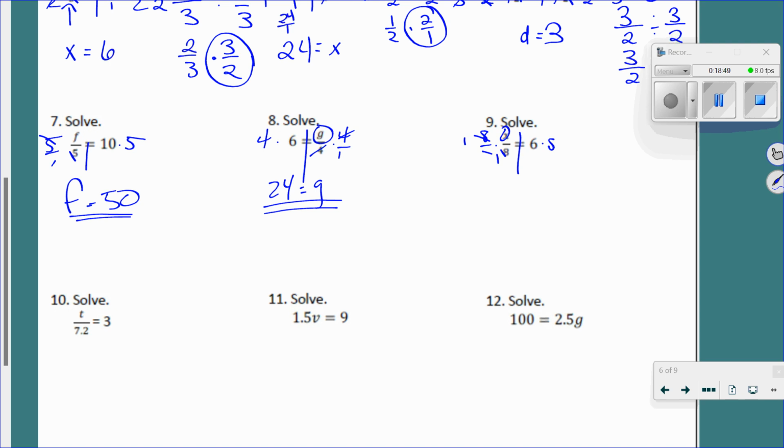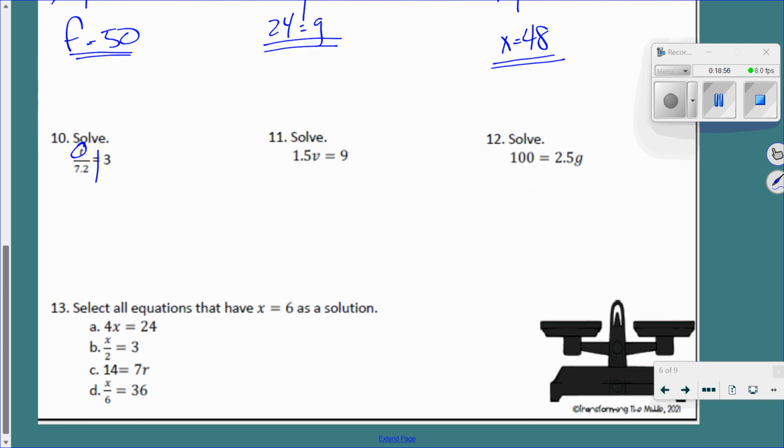This one, the opposite of dividing by 7 and 2/10 is multiplying by 7 and 2/10. These go away. Times 7 and 2/10 is going to give me T equals 21.6. The opposite of multiplying by 1 5/10 is dividing by 1 5/10. These go away. V equals.